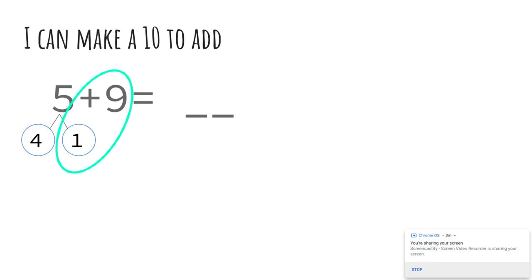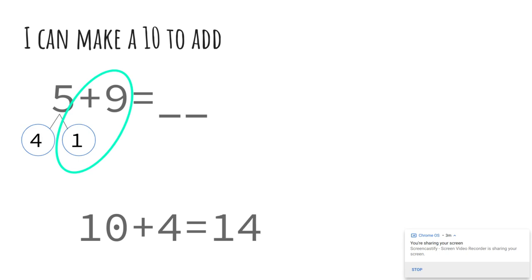So I have a new equation now, right? Now I have 10 plus, how many were left over, right? That's right, 4. 4 is left over here. So we're going to have to make our equation say 10 plus 4 equals, what's 10 plus 4? Well, that's so easy because adding a number to a 10 is super easy. 10 plus 4 is 14. That's the same answer we got the last time.